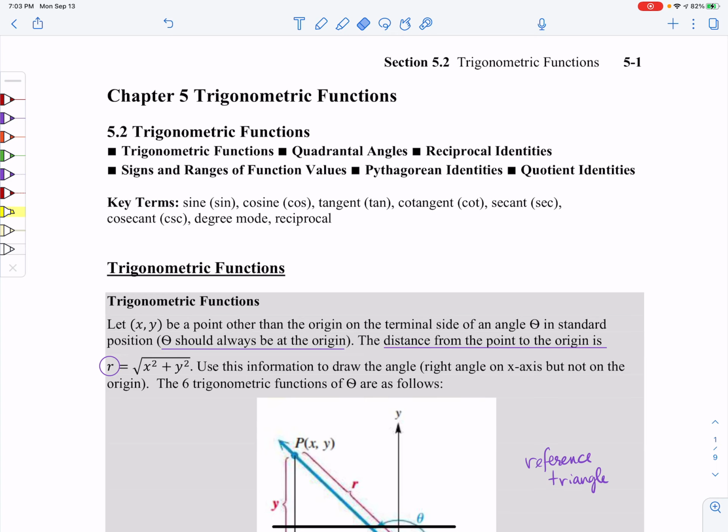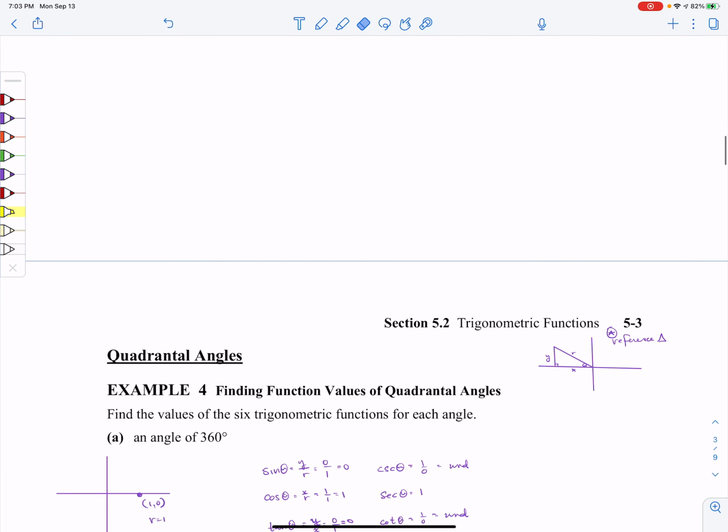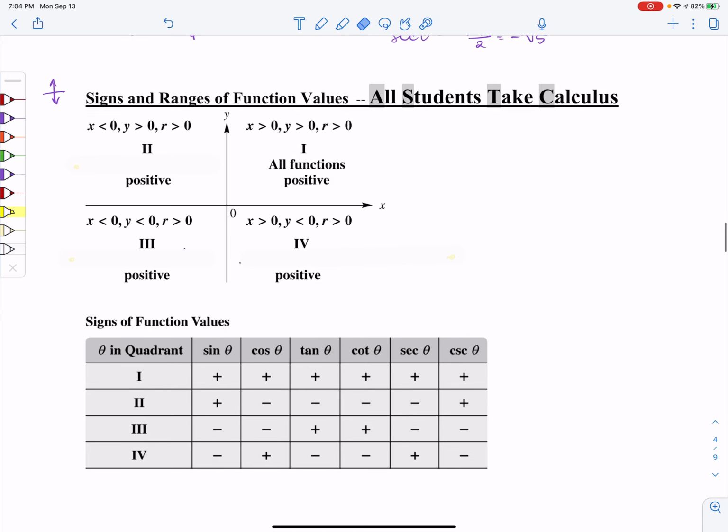All right, so this is going to be the second video in section 5.2. If you'll go down to the section that has the header, All Students Take Calculus, this is where we're going to begin on this particular section. So what we want to look at here is which functions are positive. In our 6 trig functions, which of them are positive?